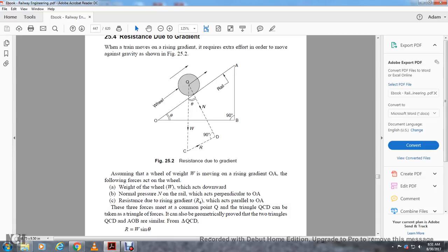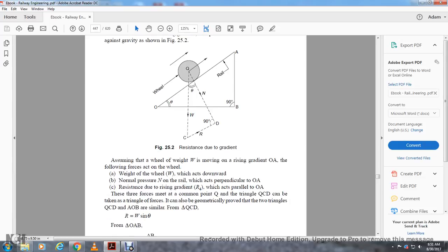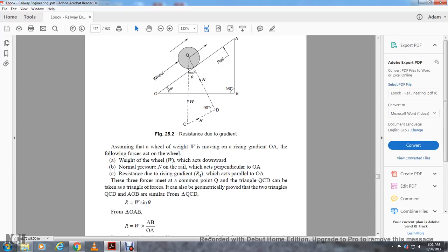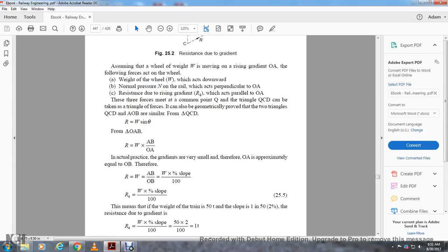The triangle of forces can also be geometrically proved with the two triangles QCD and AOB being similar. From triangle QCD, R is equal to W sin of angle θ, and from triangle OAB, R equals W times AB over OA. In actual practice, if the gradient is very small, OA is approximately equal to OB. Therefore, R is equal to W times AB over OB, equal to W times the percentage slope over 100.